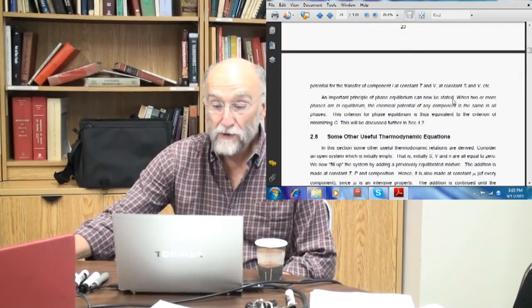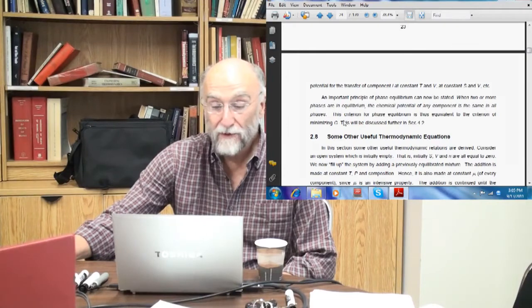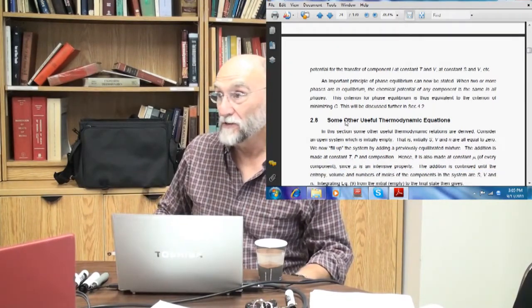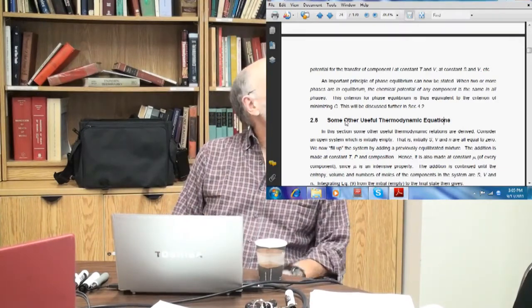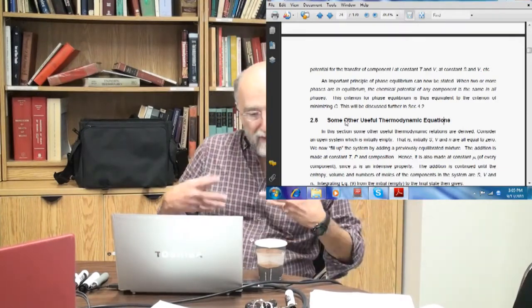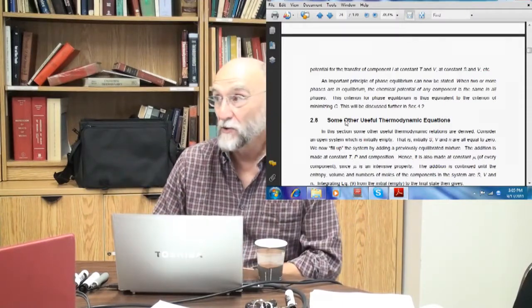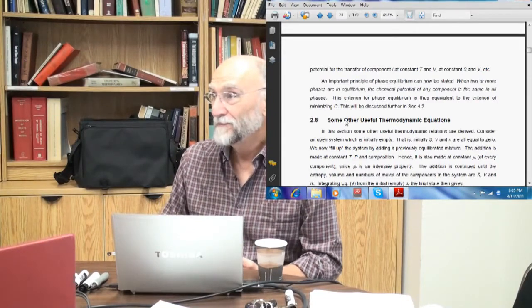So, this is what I said. When 2 or more phases are in equilibrium, the chemical potential of any component is the same in all phases. And again, this is equivalent to minimizing the total Gibbs energy of the system. It's all the same thing. In fact, in Sage, the algorithm does not explicitly try to get the chemical potentials equal, but minimizing the Gibbs energy comes out to exactly the same thing. I'll show you.